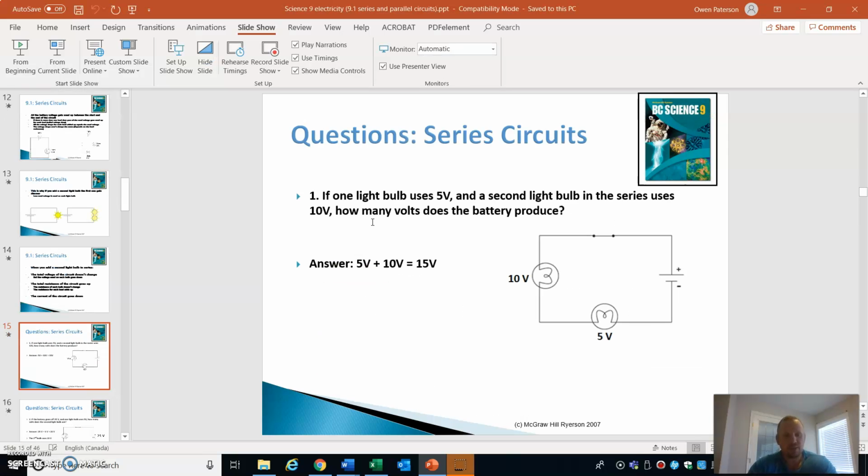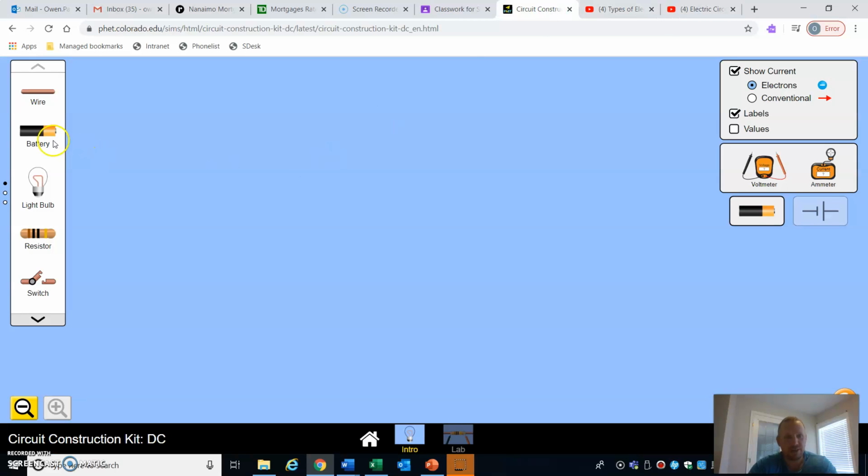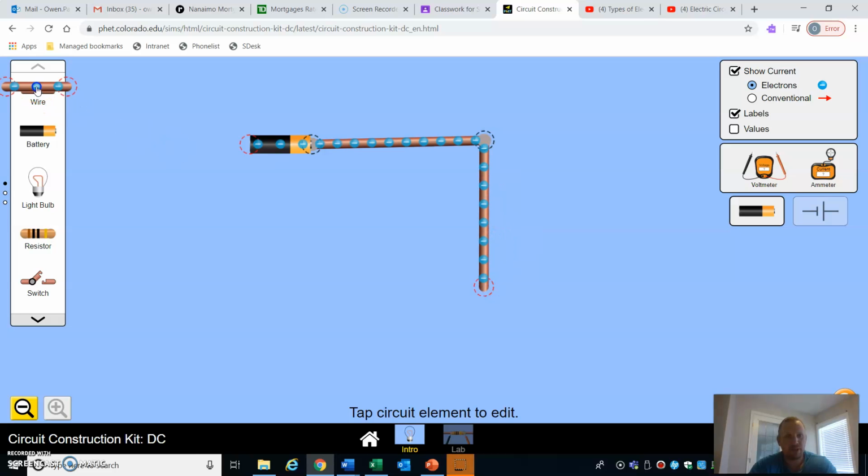So before we get into some practice problems, I'm just going to show you an example here on this PhET construction kit. So building our circuit, put a light bulb in.